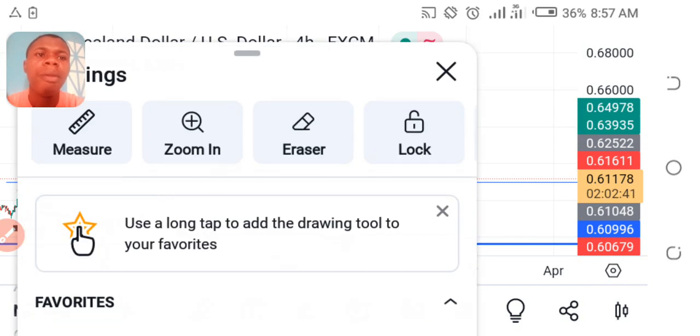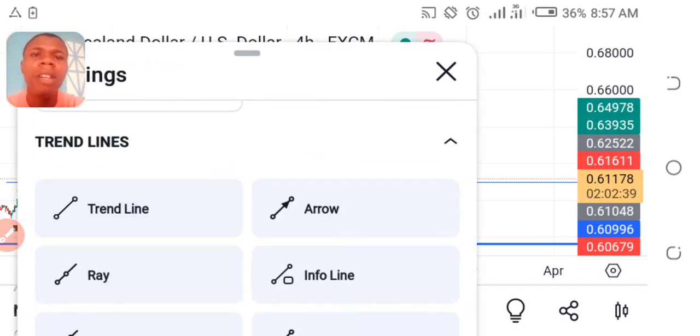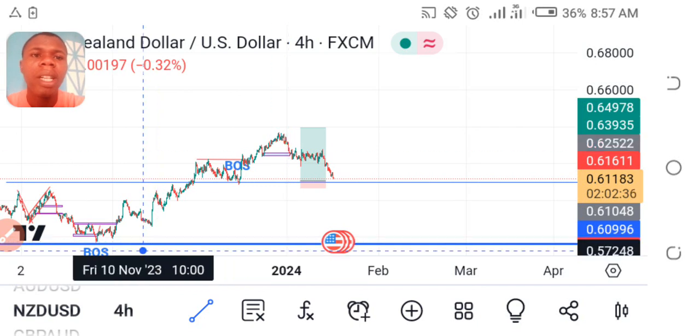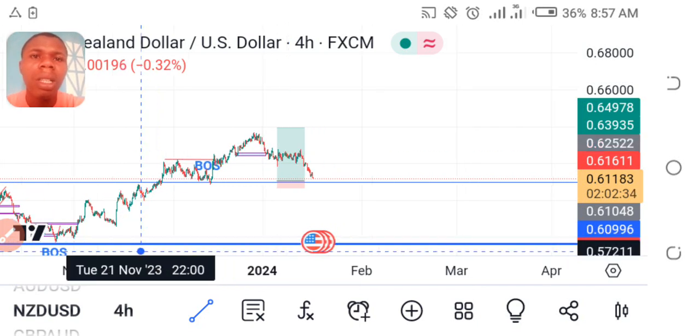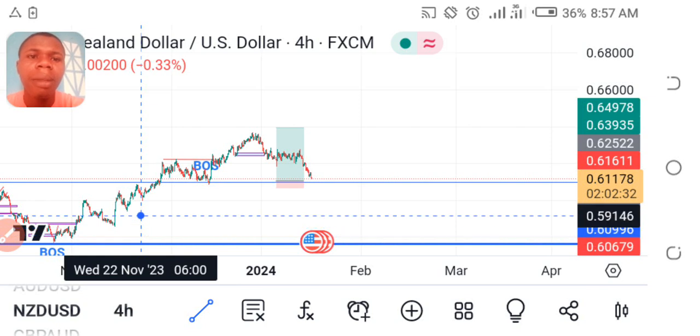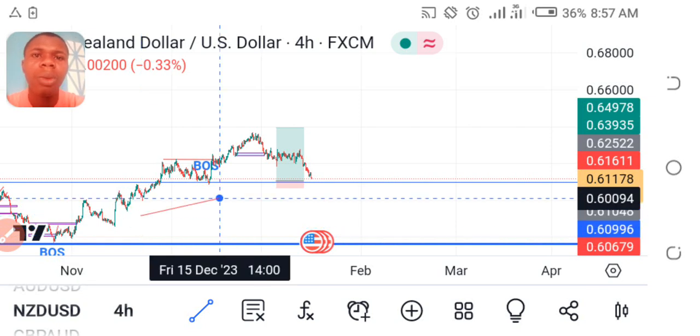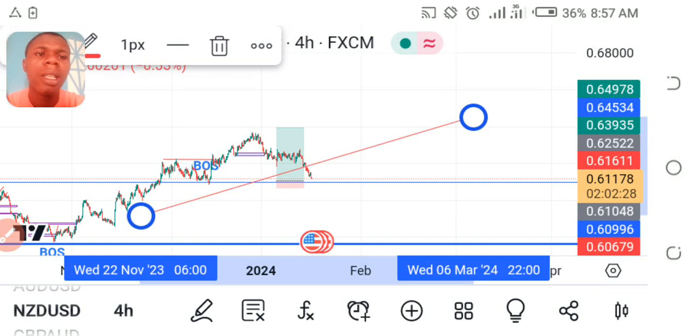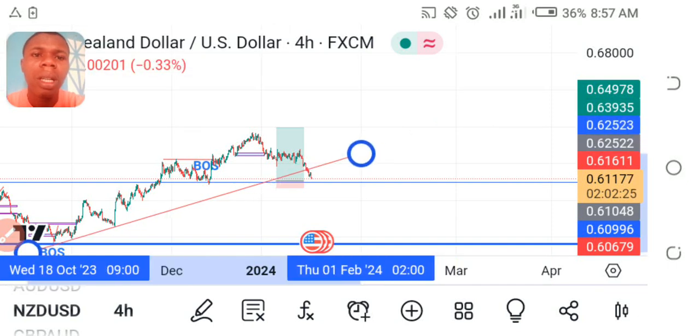This is the way every trader believes in drawing trend lines. They believe, as day traders, that a trend line should be very straight. It's not actually like that all the time, because the market has a way it moves when it comes to trend lines. Okay, let's get this out.